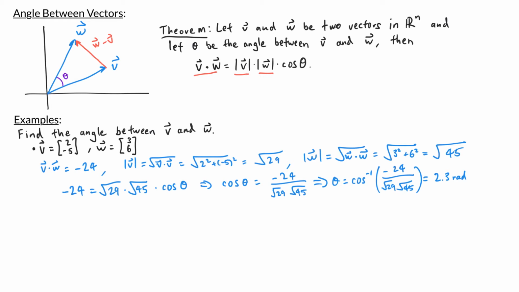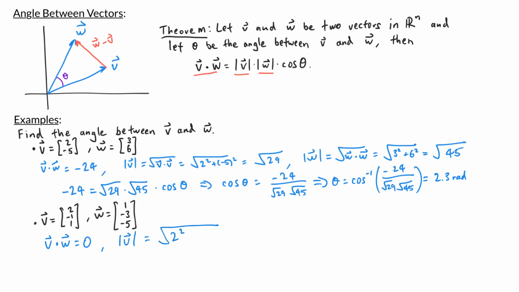Let's do another one. Let v be the vector 2, negative 1, 1, and w be the vector 1, negative 3, negative 5. Again, these two vectors were used in the previous example, and we found that v dot w is 0. If I calculate the length of v, that's going to be the square root of 2 squared plus negative 1 squared plus 1 squared, which is square root of 6. The length of w is square root of 1 squared plus 3 squared plus 5 squared. That's square root of 35.